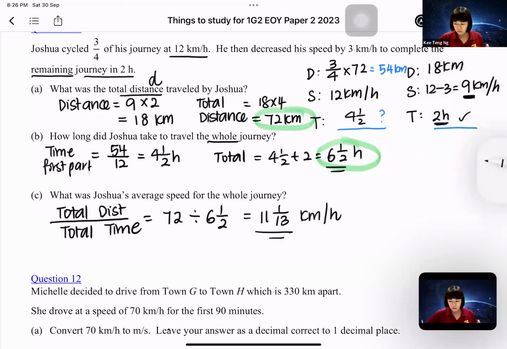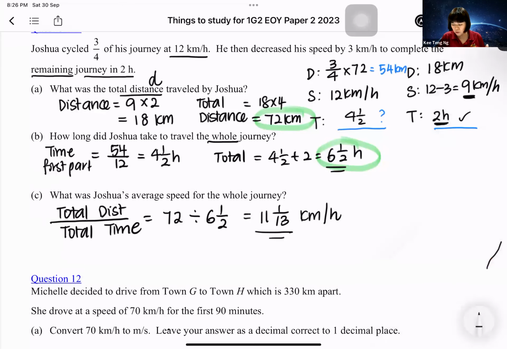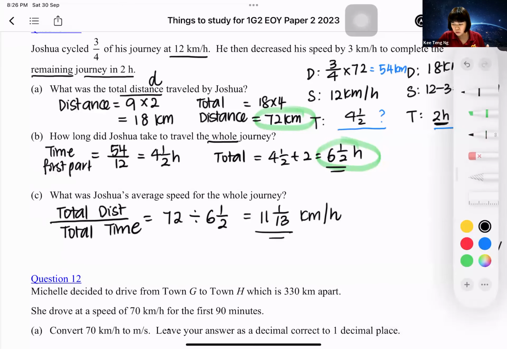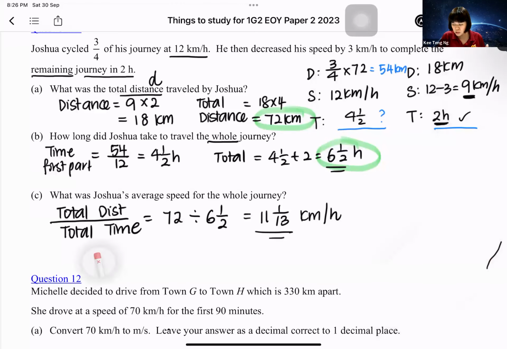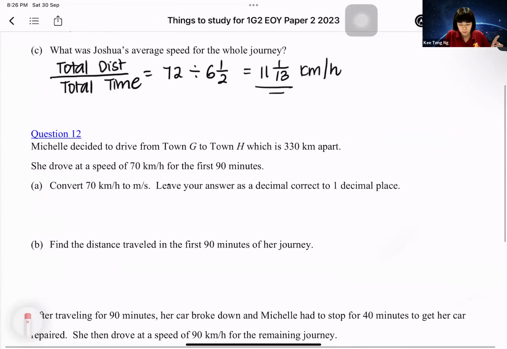Can? If can, then we try to do the next question. Now, after the next question, I'll give you a quick break. Then we'll continue with our few questions where we can finish already. Okay, we'll do one more question before we take a break.